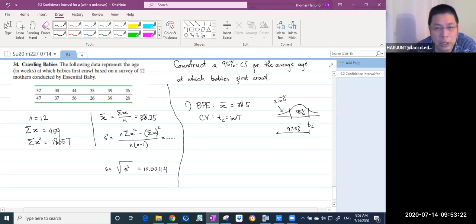Okay, we use T distribution if we use S in place of sigma. It's supposed to be sigma. That's when we use standard normal, right? But if you replace the sigma, the population standard deviation, by the sample standard deviation S, then you need to use T.